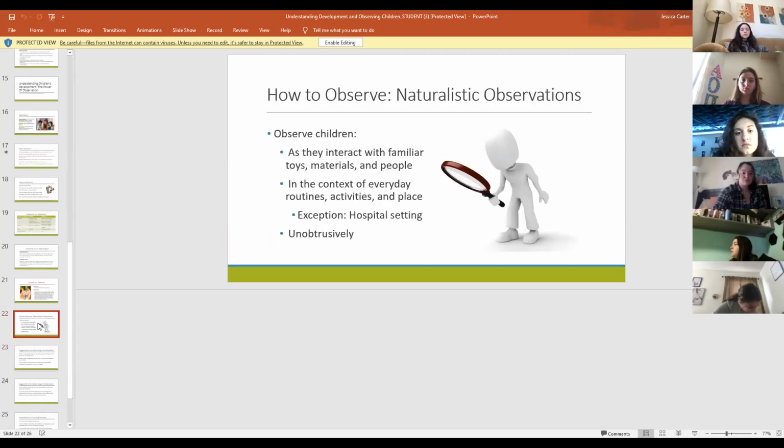Yes, so I'm going to go over this slide and then I'm going to switch gears. Another key component in thinking about observation is that we want to observe children in their naturalistic settings. So we want to see them interacting with familiar toys, materials, people in the context of what they are used to and in an unobtrusive way.